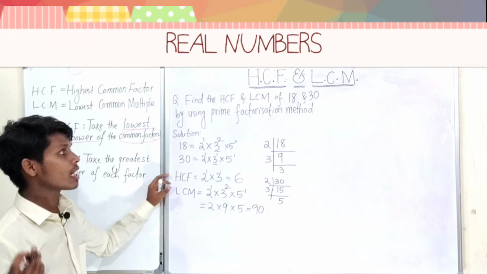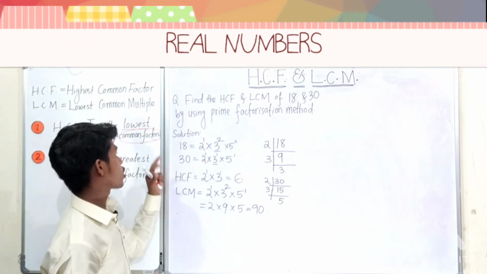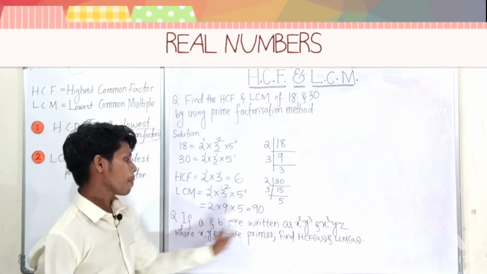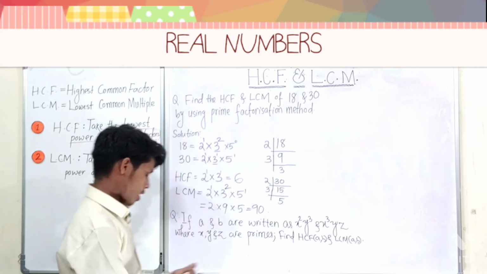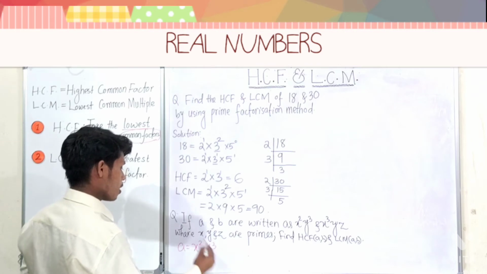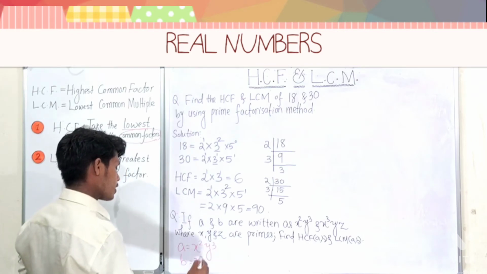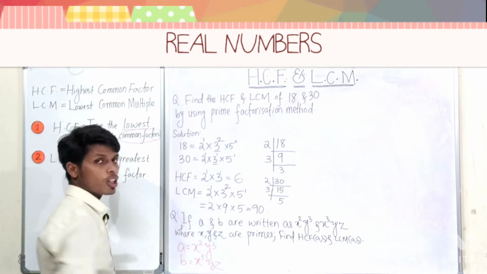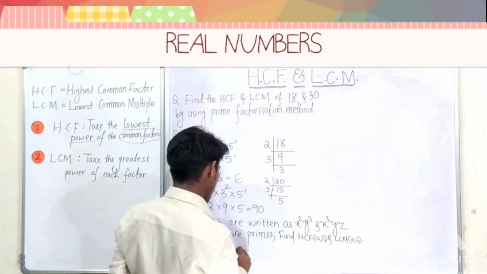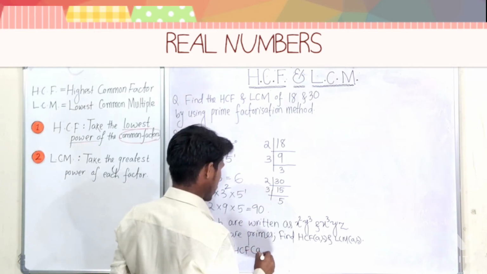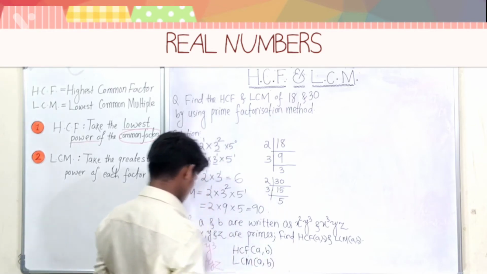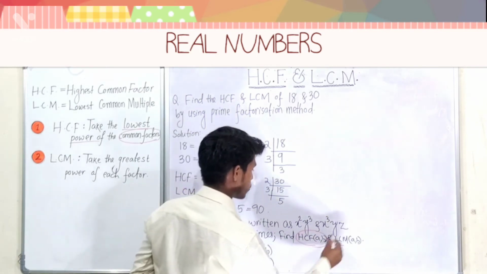Okay, so let's see another sure shot question that comes from this concept. So here what is given: the prime factorization of a and b is already given, that is a equal to x square y cubed and b is equal to x cube y z. So the prime factorizations of a and b are given, and we have to find out the HCF and LCM. So let's find out. Okay, we need to find out these two.